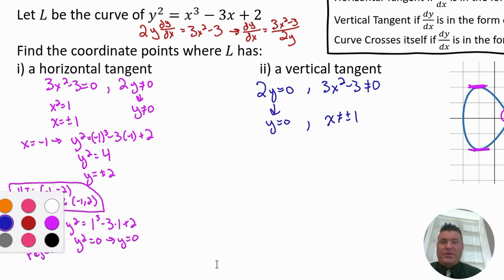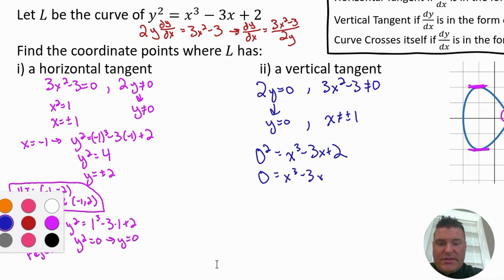So what we're going to do is plug this back in so we can find the x values where y is 0. So we're going to get 0 squared equals x cubed minus 3x plus 2. It's the same thing as saying 0 equals x cubed minus 3x plus 2.